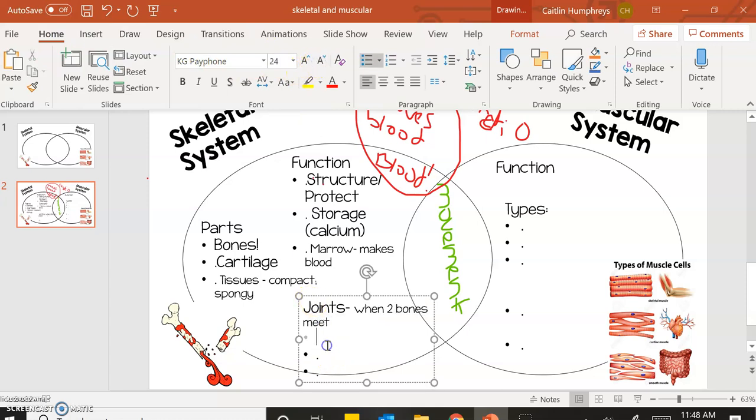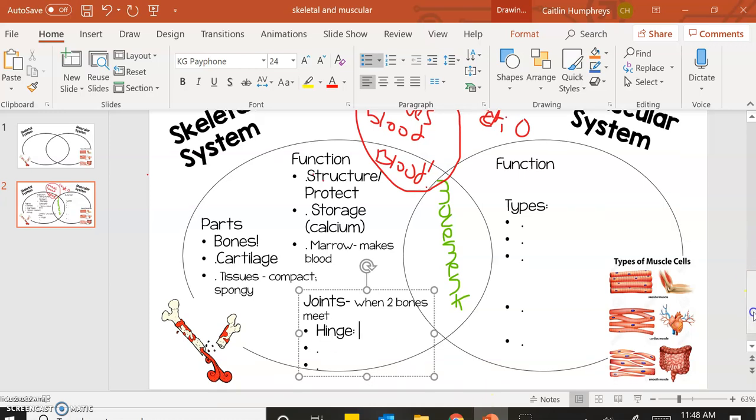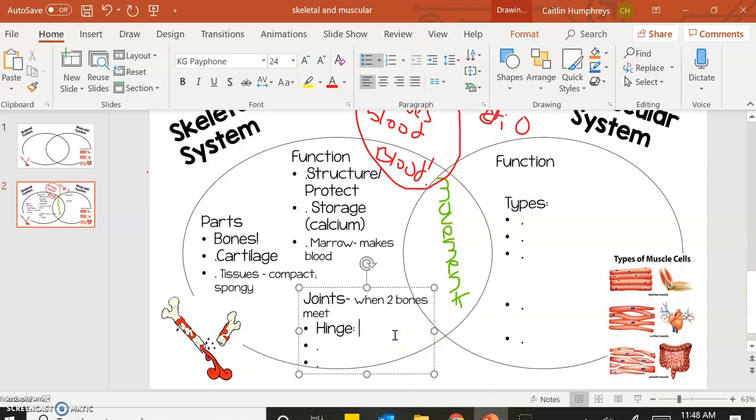So when two bones meet, there are many different kinds of joints, but the three we're going to look at in seventh grade right now is a hinge joint. Now, where have you heard of the word hinge before? Correct, a door. So doors open and close, just going back and forth. So a hinge joint just goes back and forth.